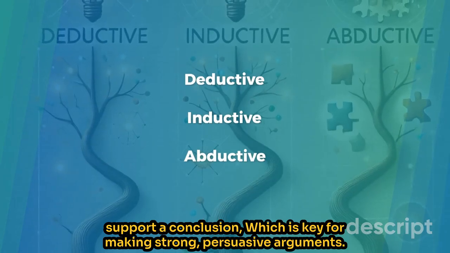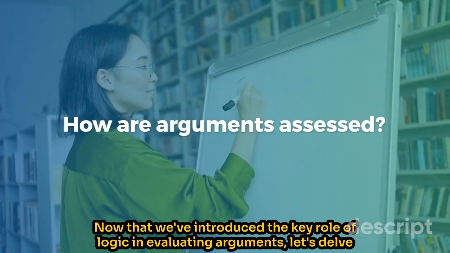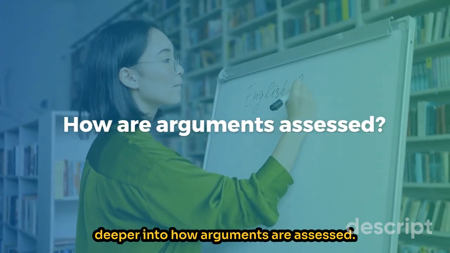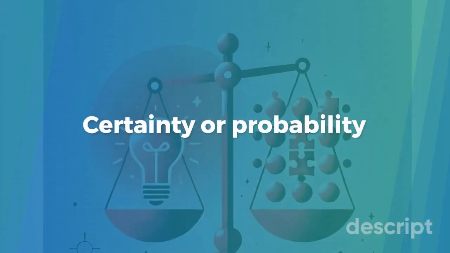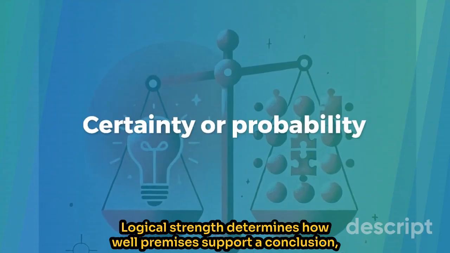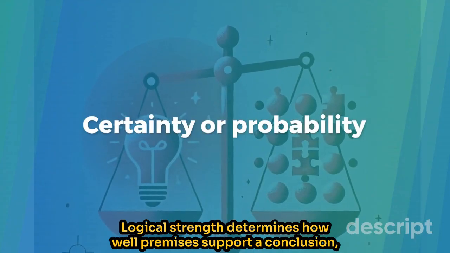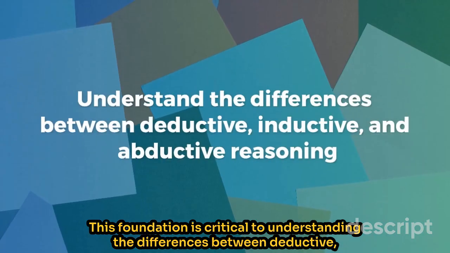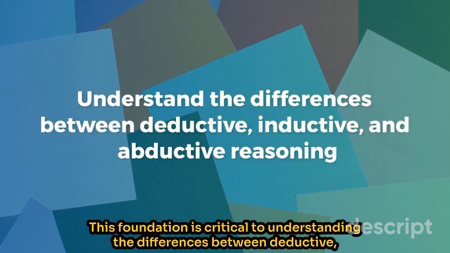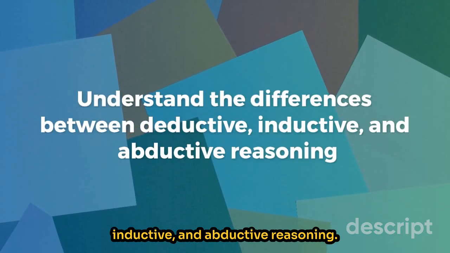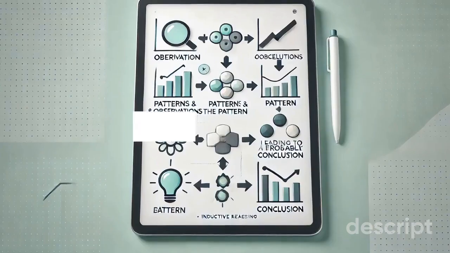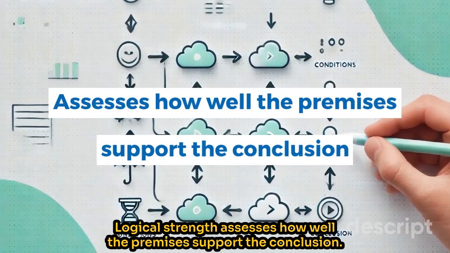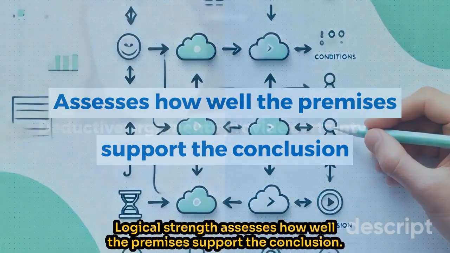persuasive arguments. Now that we've introduced the key role of logic in evaluating arguments, let's delve deeper into how arguments are assessed. Logical strength determines how well premises support a conclusion, whether with certainty or probability. This foundation is critical to understanding the differences between deductive, inductive, and abductive reasoning. Logical strength. Logical strength assesses how well the premises support the conclusion.